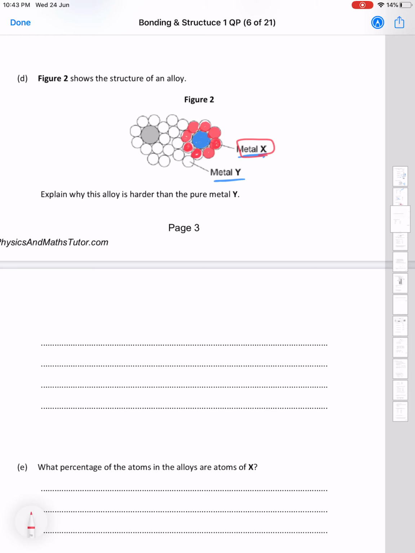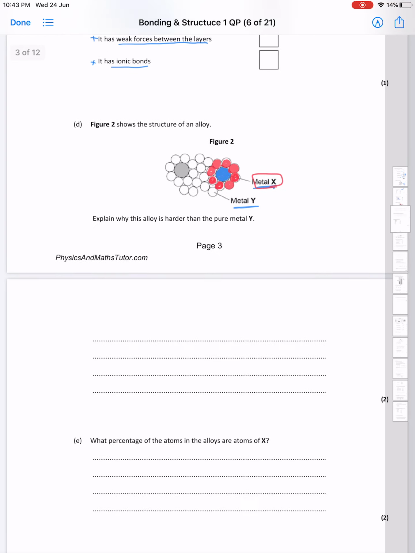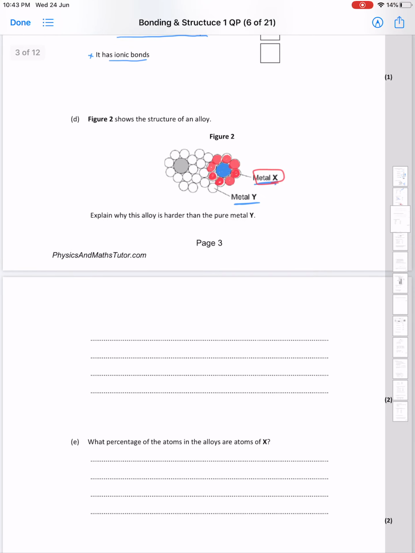Okay, and this is a 2-mark question, so I would say the first mark would be that the atoms of metal Y and metal X have different sizes.